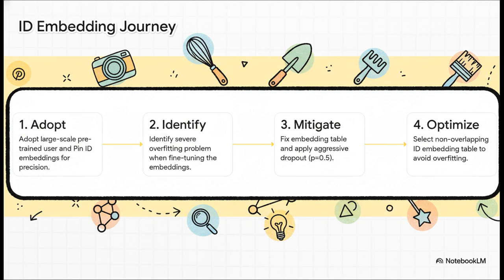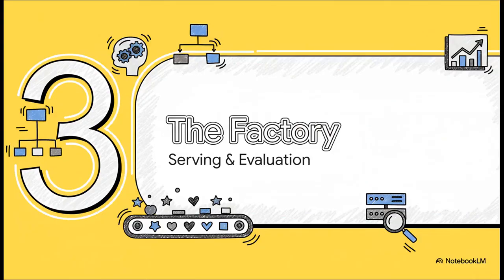They made sure that the embedding table they used was trained on data from a completely different time window than the main model. That solved the overlap issue and gave them a huge win. Okay, so we've got our sophisticated model designed, but a model on a laptop is useless. We need to get it into production.